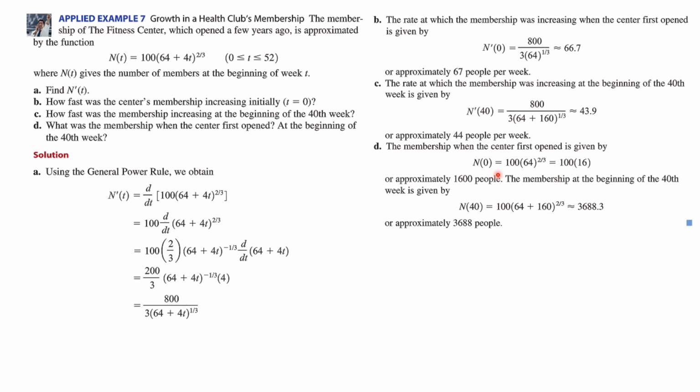And then they ask you, what was the membership when they first opened? Now that goes all the way back to this equation. You have to keep track of where you plug it in, but you get that there were 3,688 people.